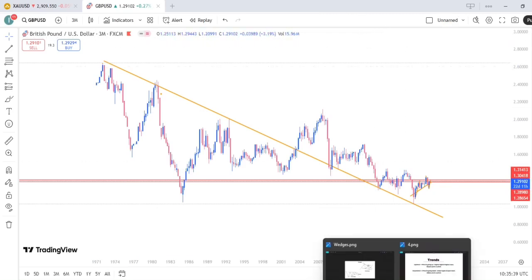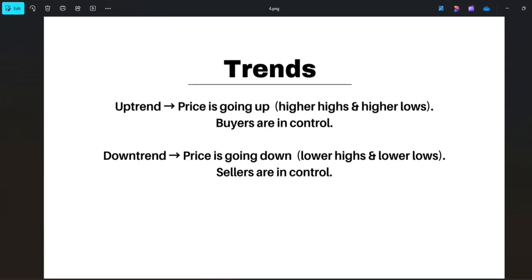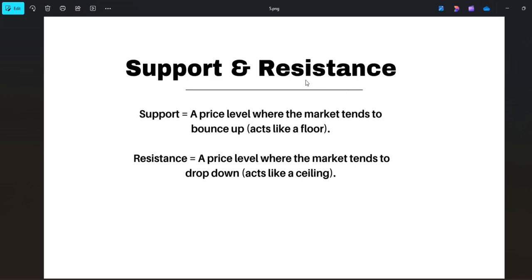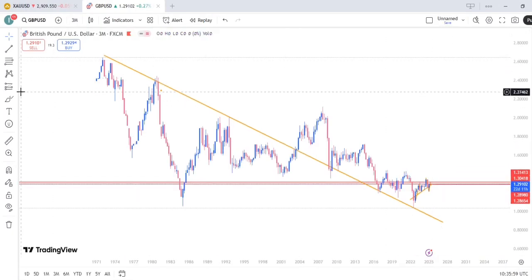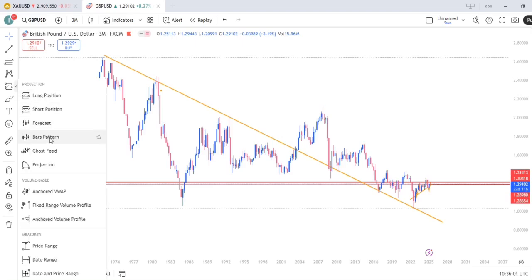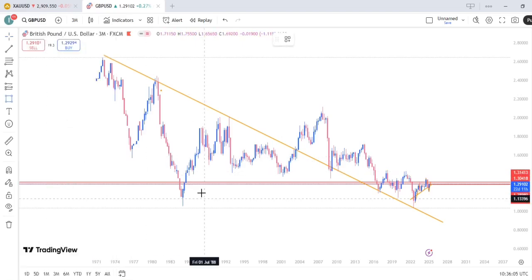Now, what else do we want to know? We want to know support and resistance. Support is a price level where the market tends to bounce up, and resistance is a price level where the market tends to drop down. Knowing our support and resistance levels in the market is very key, because they tell us where the market is about to either break out or continue in a direction.